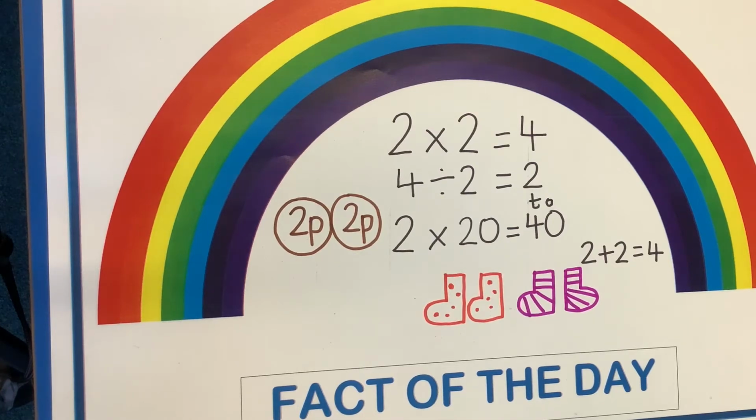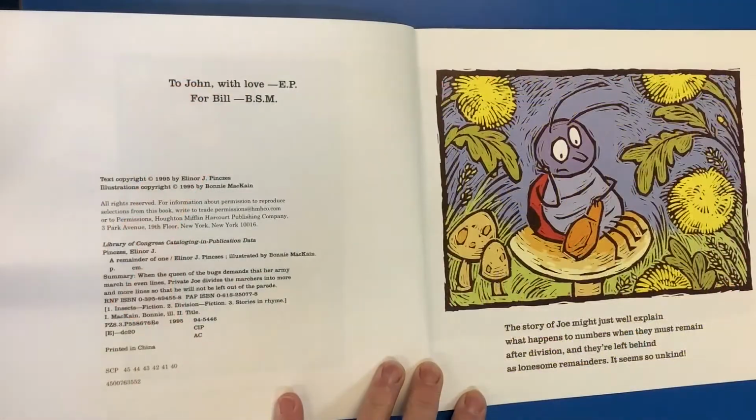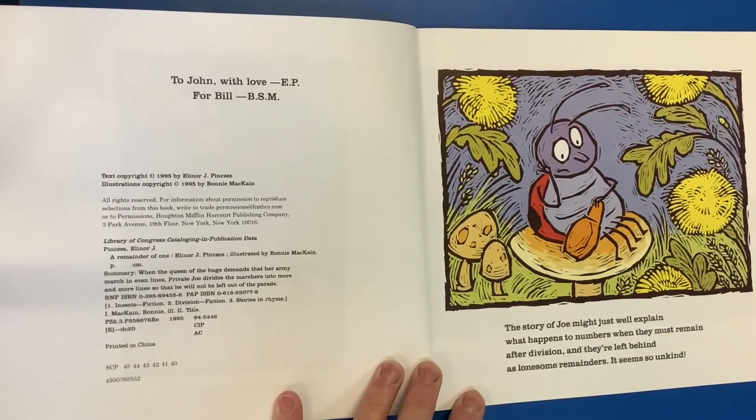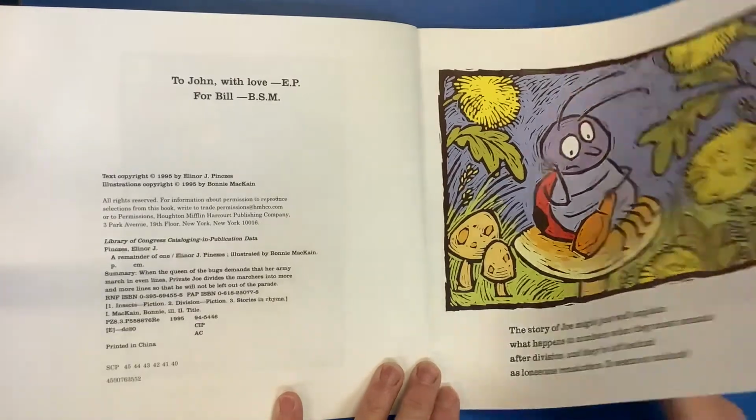And now I'm going to read you a story that helps us to think about what multiplication means. The story is called A Remainder of One by Eleanor Pinces, and it's all about an army made up of bugs and how they organise themselves into groups. So it really does help to explain what multiplication is.